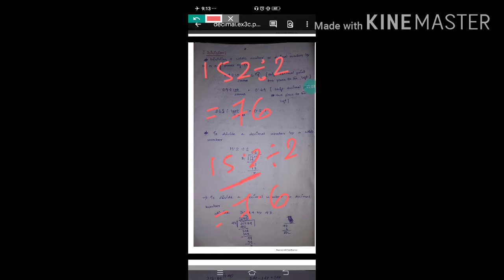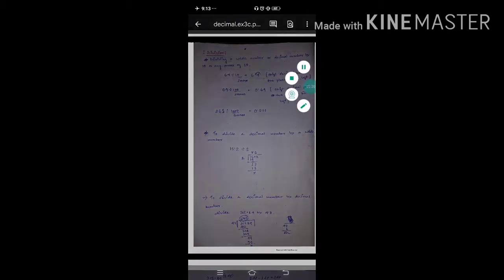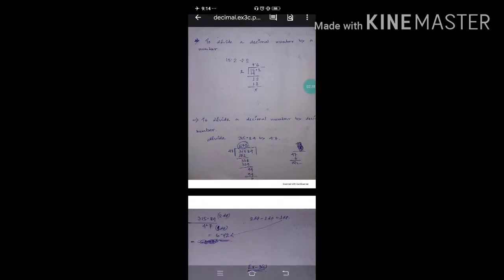So based on the decimal places of your dividend, according to that you have to adjust the decimal point in your quotient. Okay, so similarly another case is there, to divide a decimal number by a decimal number. So how will you divide a decimal number by a decimal number? For this, first of all you have to apply one trick.